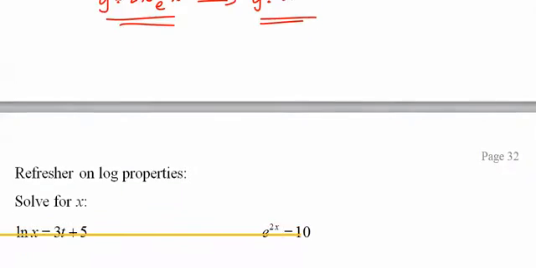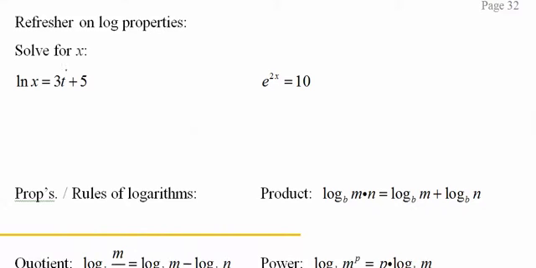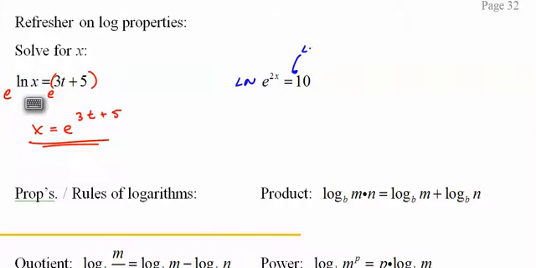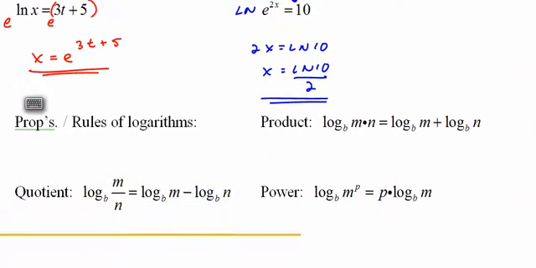In case you forgot your log properties, solve for x. Well, we'll take e to the power on both sides. So we get x equals e to the 3t plus 5, and there's nothing else to solve. We don't know what t is. Over here we say, okay, let's take natural log of both sides. It cancels out, and we get 2x equals natural log of 10, so x equals natural log of 10 all over 2. A lot of people blast it out in the calculator, and you're more than welcome to, but you do not have to.